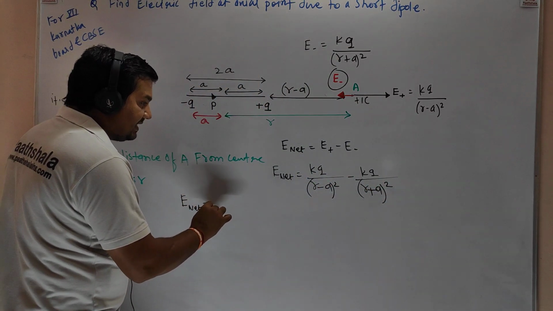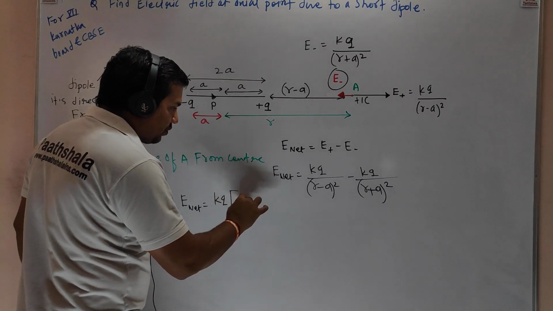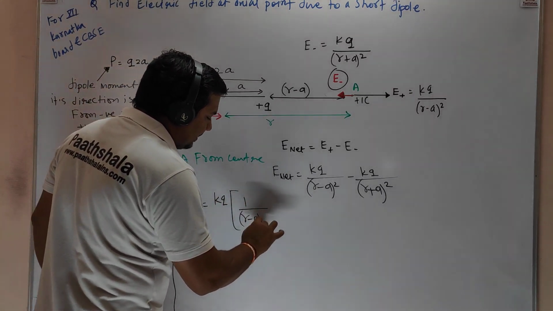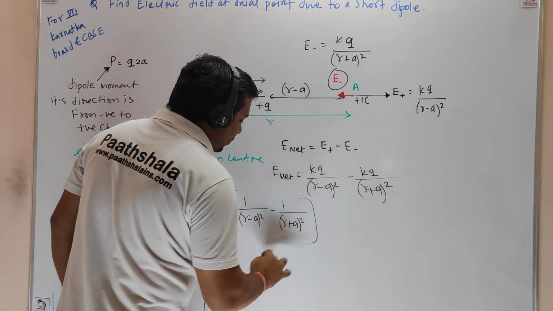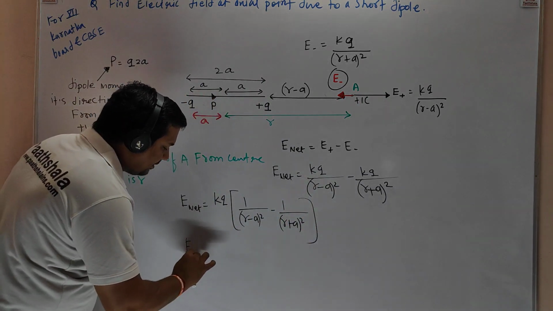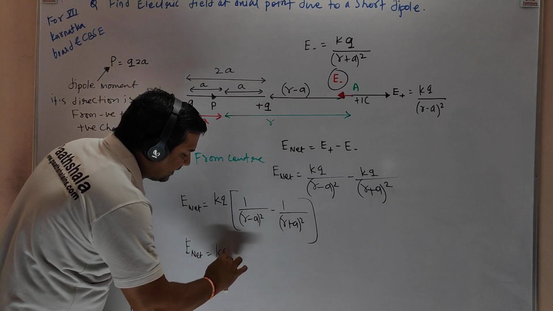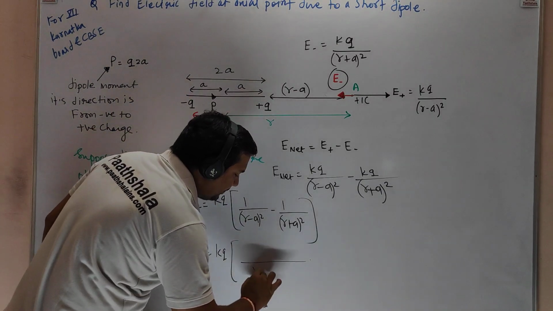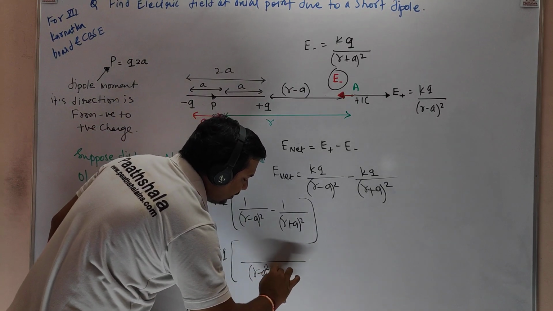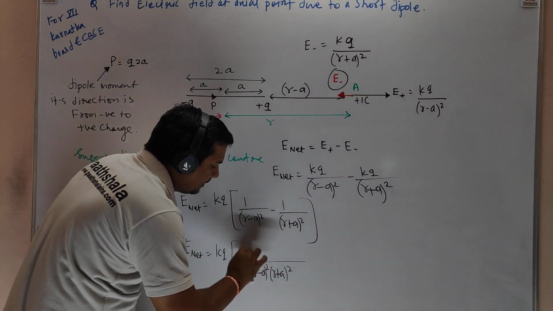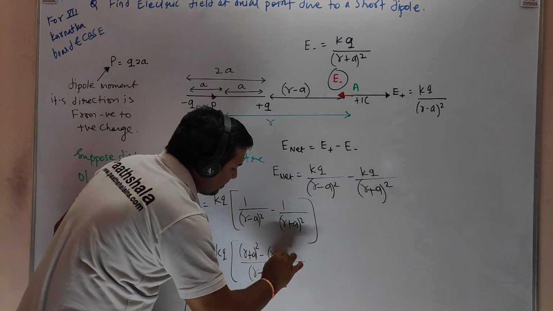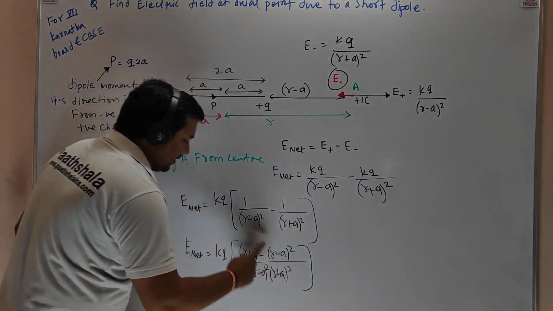You will get E net as, take KQ common, 1 upon R minus A whole square minus 1 upon R plus A whole square. Take LCM, be careful with calculation. Everyone look at the board. R minus A whole square into R plus A whole square. This into this, cross product, minus R minus A whole square. Solve this.